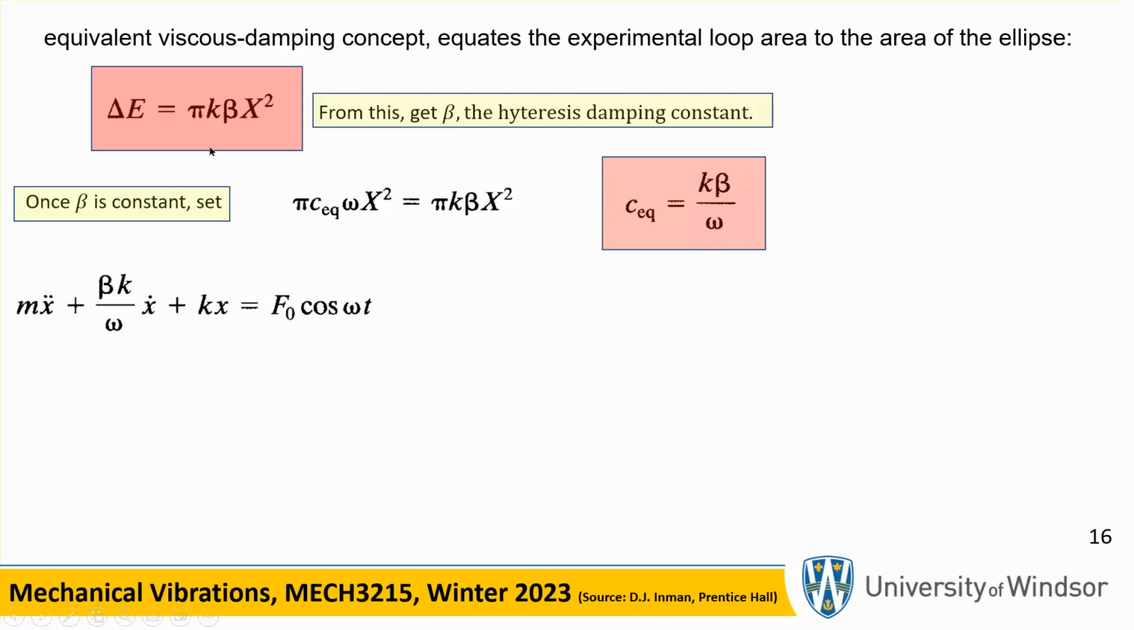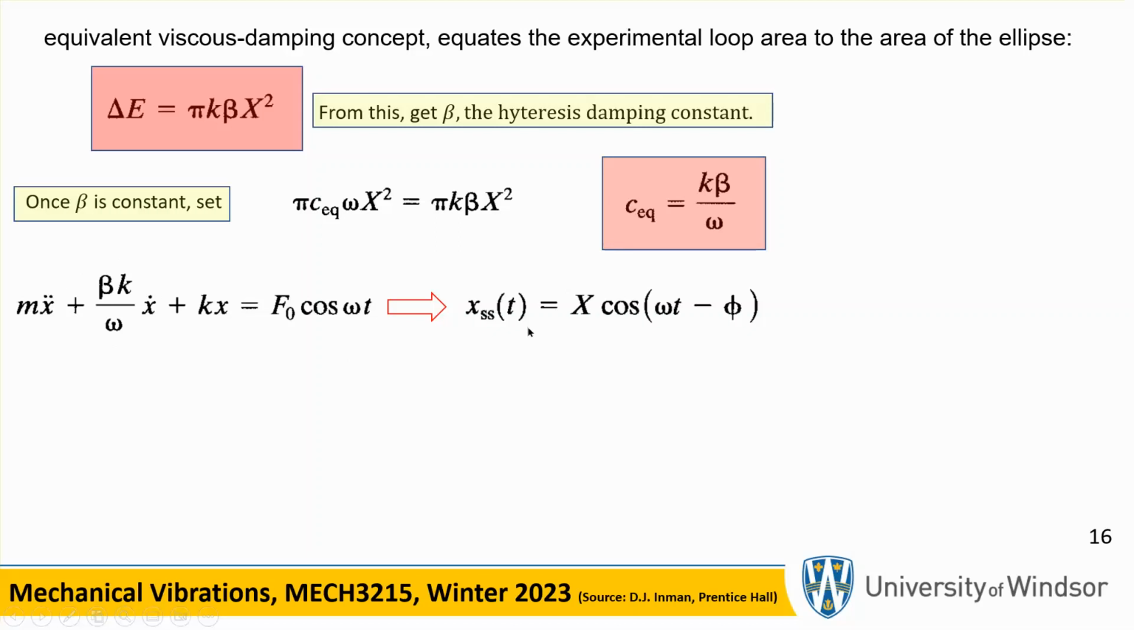You might say, how do I know beta? Well, it comes from here. You know that area, delta E, that is the area of that hysteresis loop. You know K, you know X, you find beta if you want. K beta, you know, right there. Now, the good thing is that this is a linear equation that we have worked with in the past three weeks, just like the trick that we used for Coulomb damping. We did exactly the same thing, except that for Coulomb damping, this was something else.